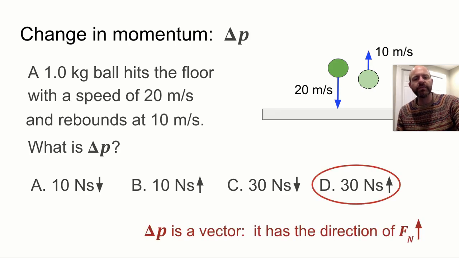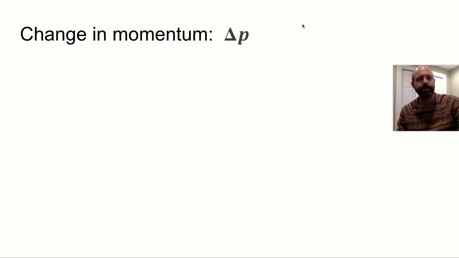We have a change in velocity of 30 meters per second, and the mass stays the same. So the change in momentum could be mv final minus mv initial, or just mass times v final minus v initial. And it is an upward change in momentum, because that is the direction of the change, right? We started out downward and we ended up upward. So we must have had a net force, or the normal force in this case, in that direction.